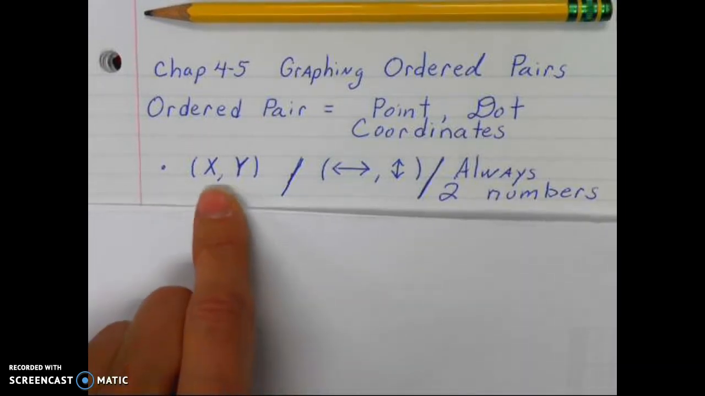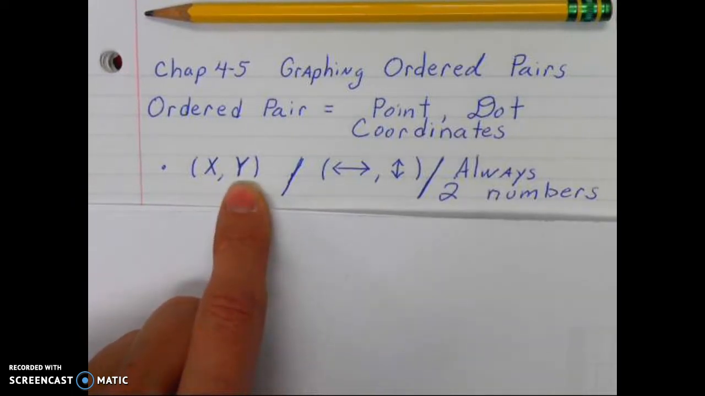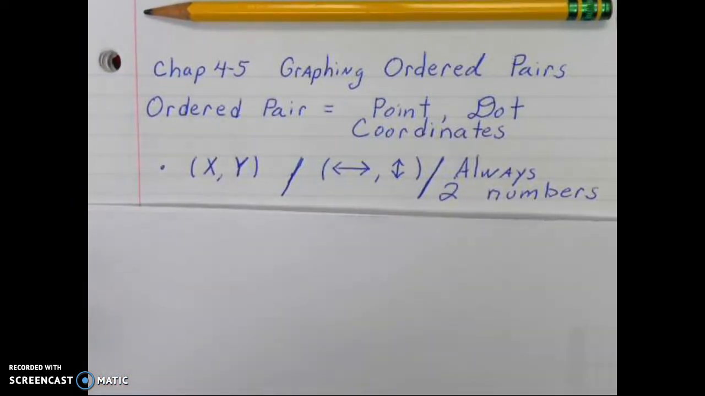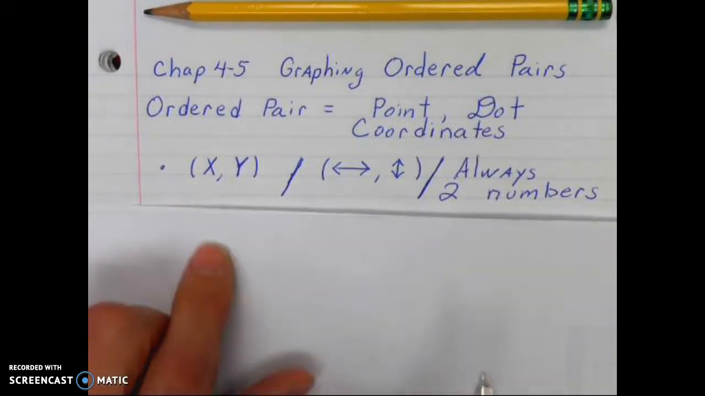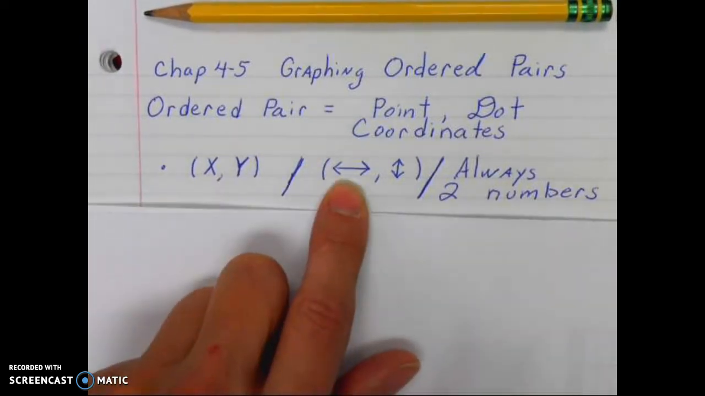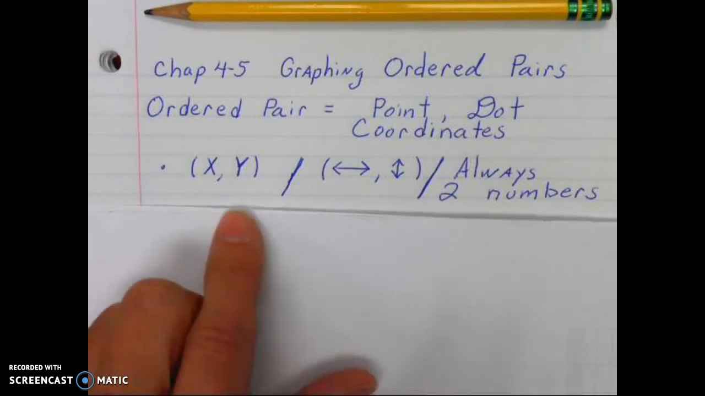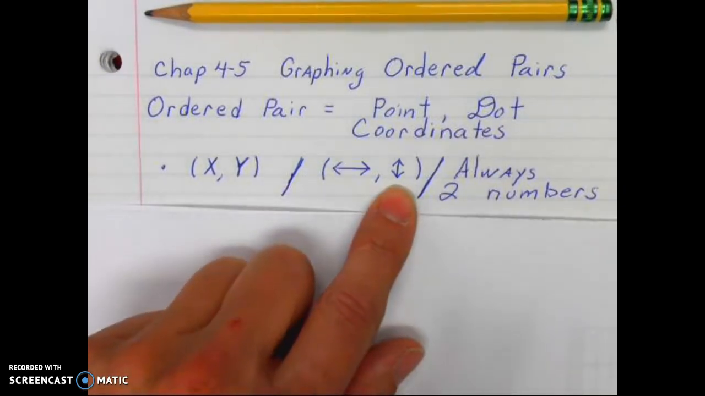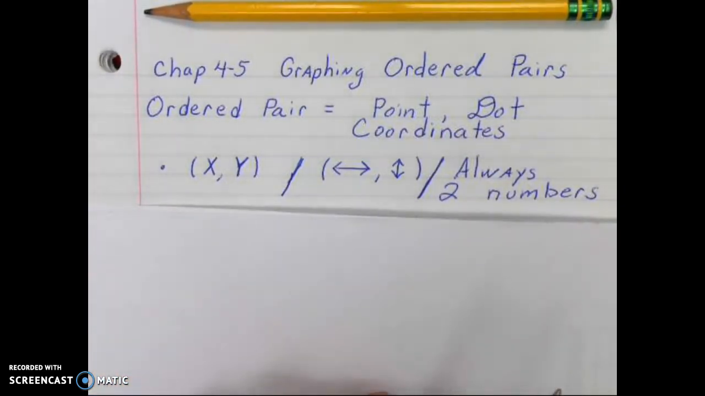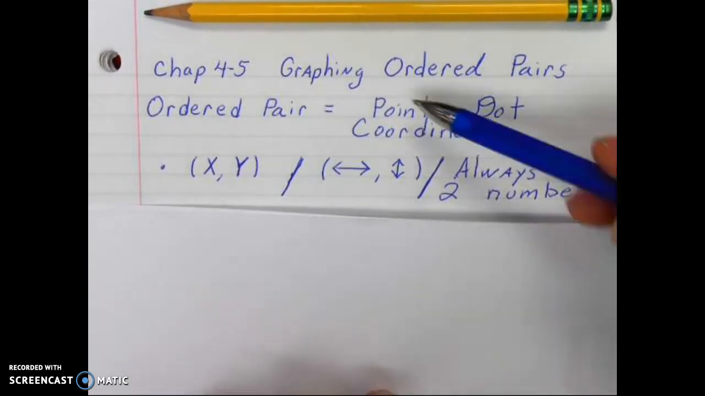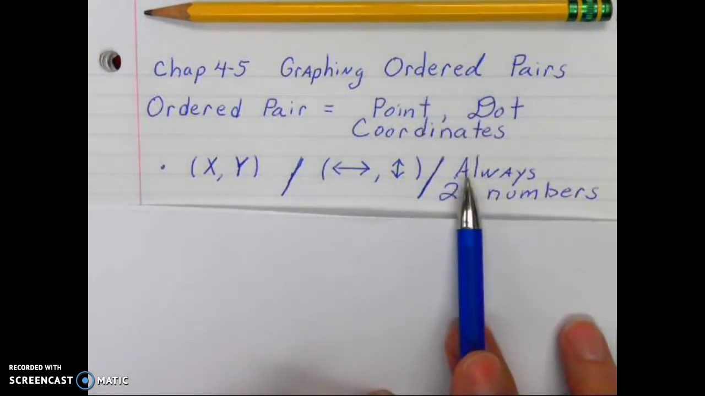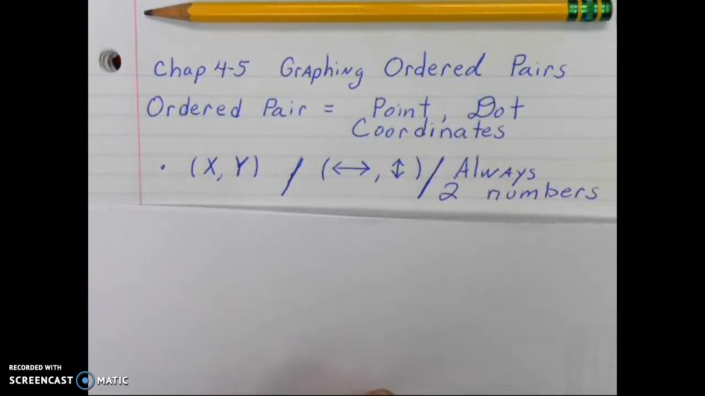So you always have to have what we call an X coordinate and then a Y coordinate. And when we get to the graph, I'll show you the X coordinate always is side to side, and then the Y coordinate is always up and down. And it's very important to remember that an ordered pair or a point on a graph is always two numbers. Always, always, always two numbers.